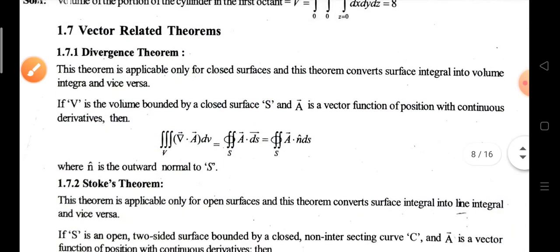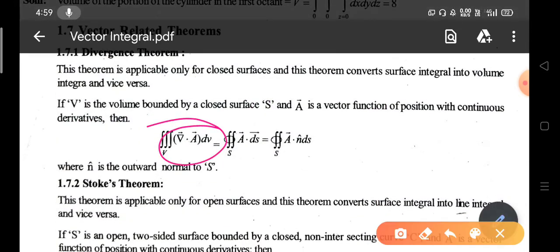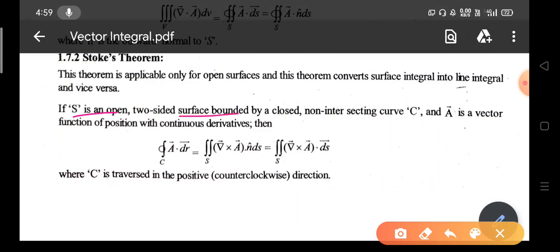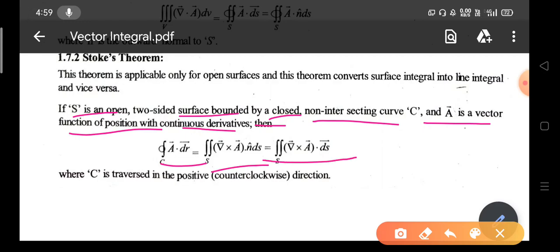Okay, or A dot n cap ds. So the volume integral of a vector field over volume V is equal to the closed surface integral over a surface. And the Stokes theorem is: if S is an open two-sided surface bounded by a closed non-intersecting curve C, and A is a vector function of position with continuous derivatives, then the closed line integral over C of A dot dl equals the surface integral of curl of A dot n cap ds, or the surface integral of curl of A dot ds.